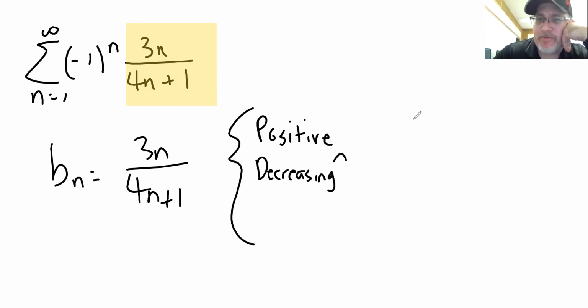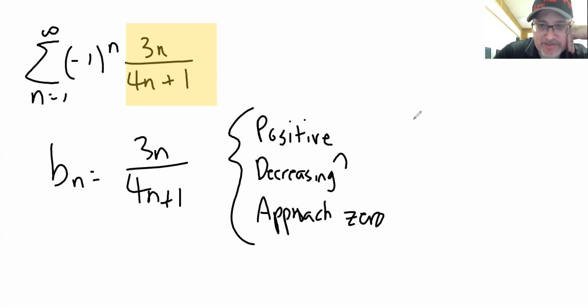We may have to take a derivative to check that out. And does it approach 0? Remember, all 3 of these have to be satisfied in order for the alternating series test to say, therefore, the series converges. But if even one of them is violated, it's over. And one of them is.